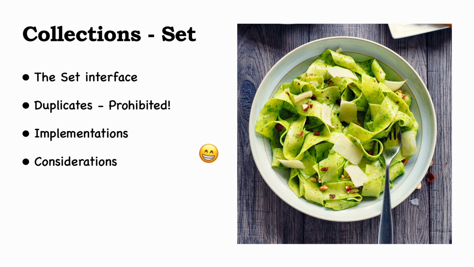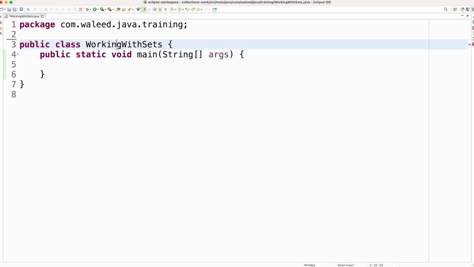Let's jump right into our IDE and get our hands dirty by writing some actual code. So I've created a class here called WorkingWithSets because that's what we are going to do now. And we are in the main method and I'm just going to start with the first implementation of the set interface, that is a HashSet. So let's just do it.